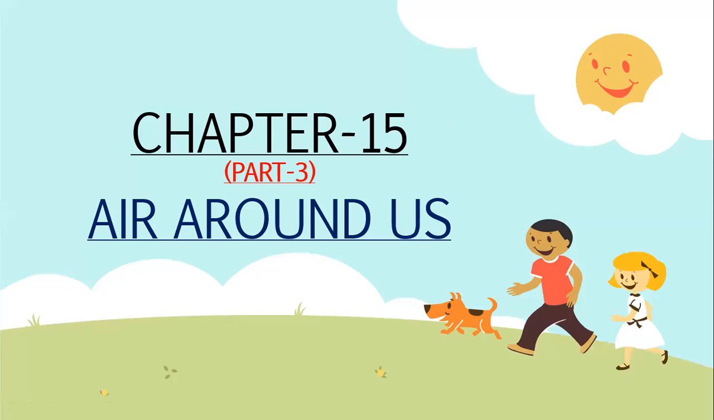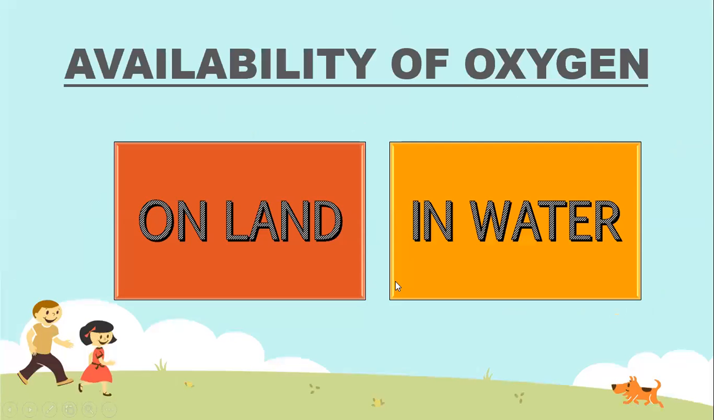Hello students, today we are going to study chapter 15, Air Around Us. We have already studied two parts of this chapter, related to the properties of air, the composition of air, and the atmosphere. Today we are going to study a few topics, like the availability of oxygen. Availability means where it is present and how much. How are we getting oxygen?